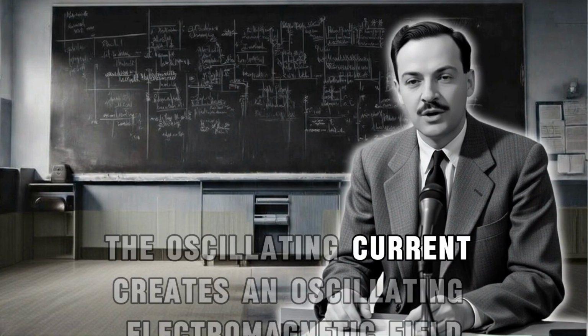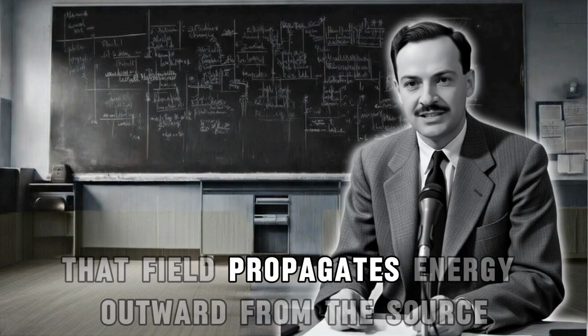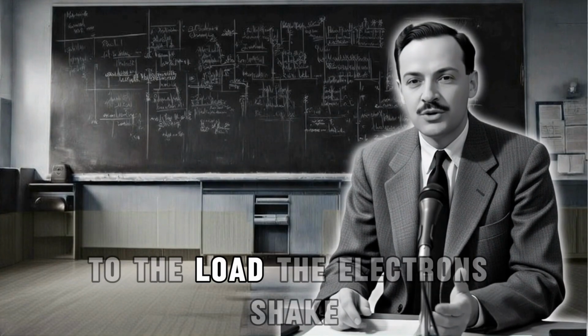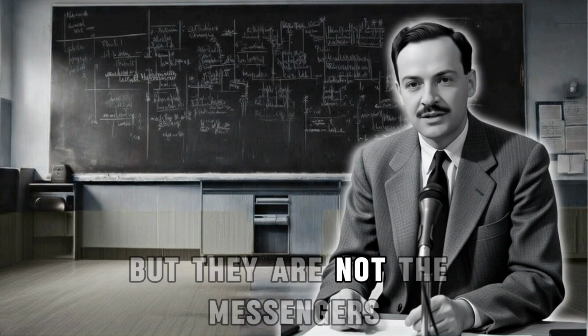The oscillating current creates an oscillating electromagnetic field. That field propagates energy outward from the source through the space around the wires to the load. The electrons shake. The field carries. The electrons sustain the field pattern, but they are not the messengers.